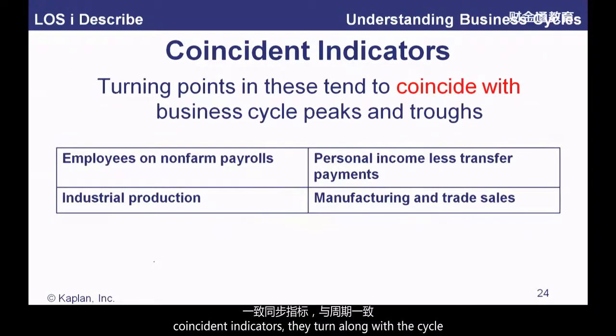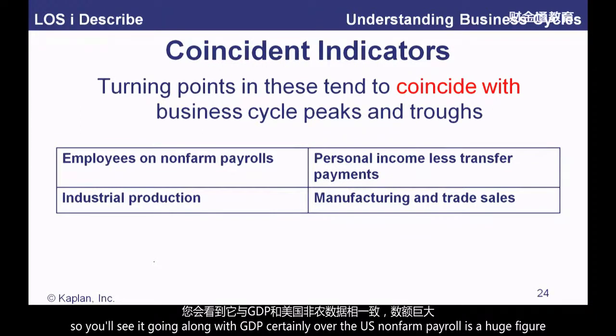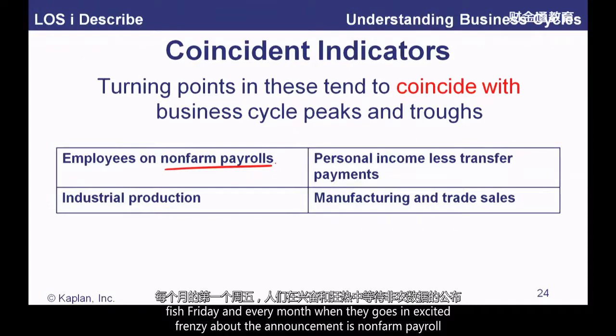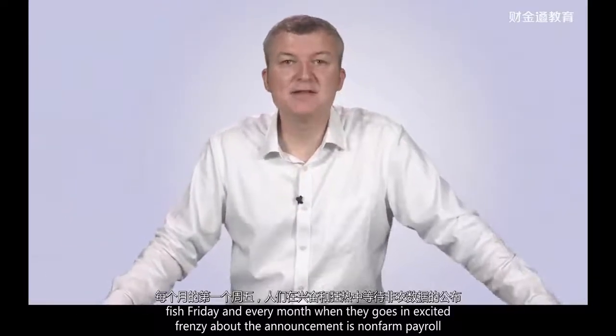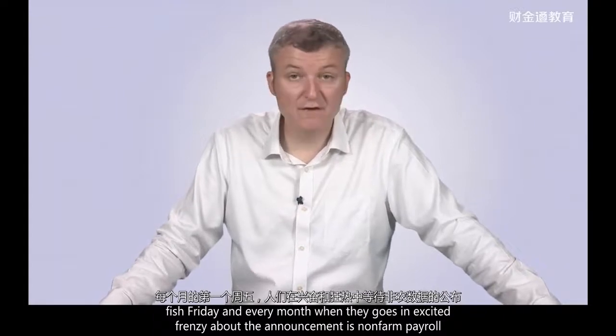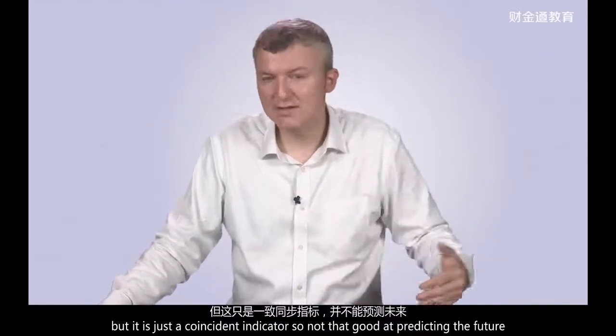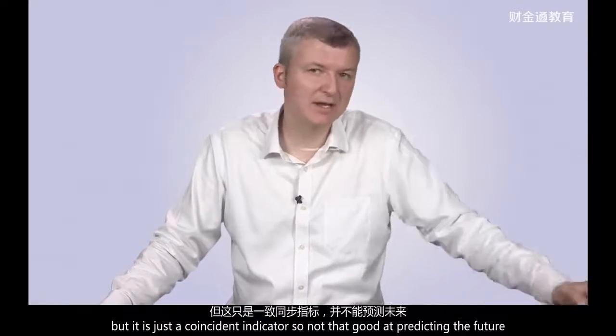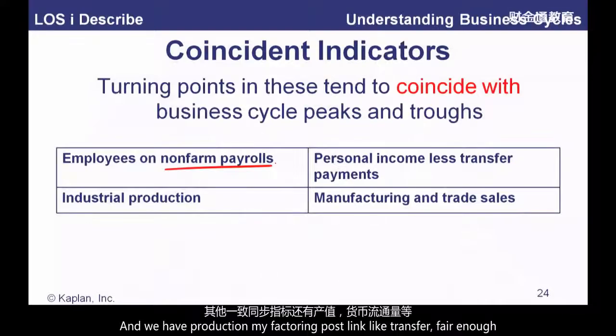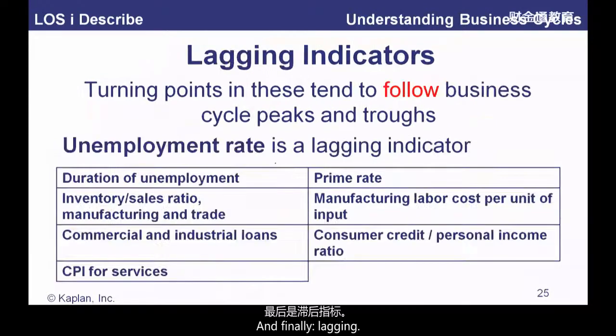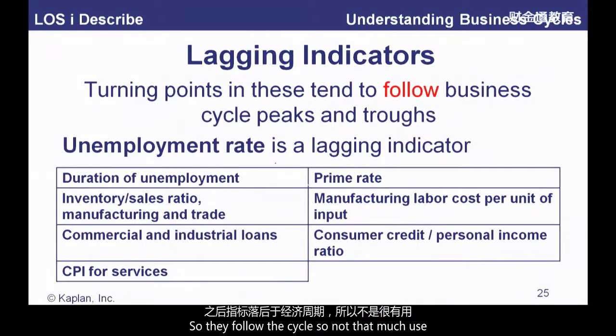Coincident indicators, they turn along with the cycle. So you'll see it going along with GDP. Certainly over in the US, non-farm payroll is a huge figure, first Friday of every month. Bloomberg goes into an excited frenzy about the announcement of non-farm payroll, but it is just a coincident indicator, so not that good at predicting the future. And we have production, manufacturing, personal income less transfer. Fair enough. And finally, lagging, so they follow the cycle, so not that much use.